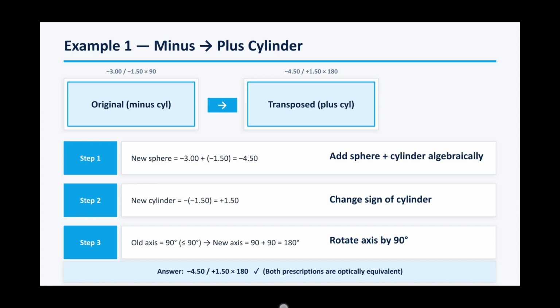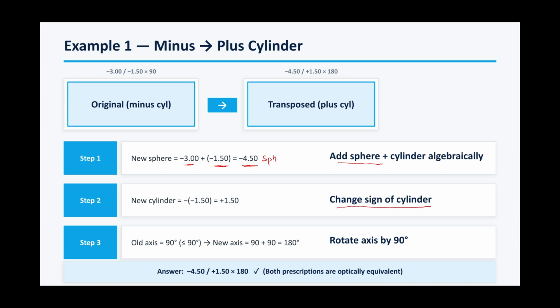So here we have an example. This is the original prescription: -3, -1.5 at 90. What is the first step? The first step asks us to add the sphere and cylinder algebraically. So you add -3 and -1.5, giving a new value of -4.5. This is the new sphere, -4.5. Then the second step is to change the sign of the cylinder.